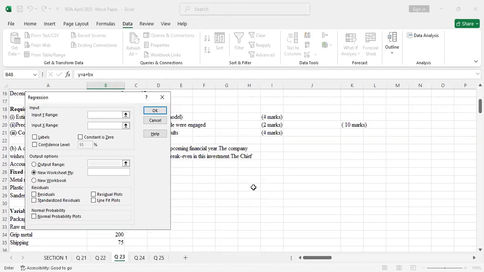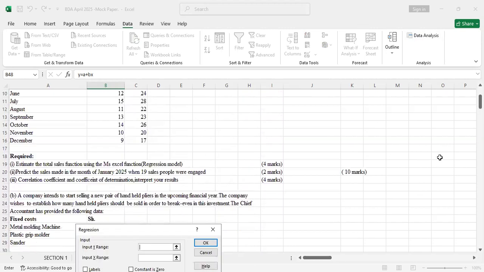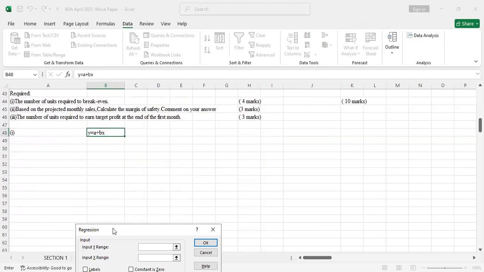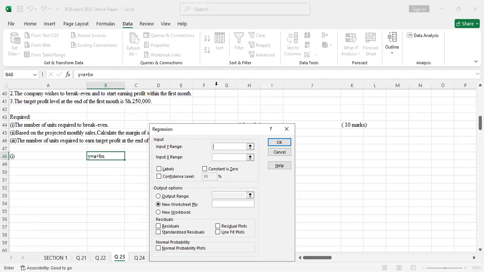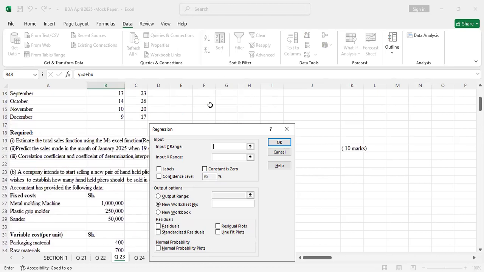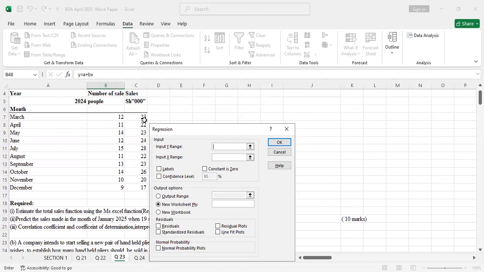Once you say okay, let me drag this window down here. You can see the window gives you the regression. They tell you to input the Y range. So what will you select for the Y range? The Y range is these cells, so I'll select all that. Then I'll click the input X range. X range is this, so I'll select all that.